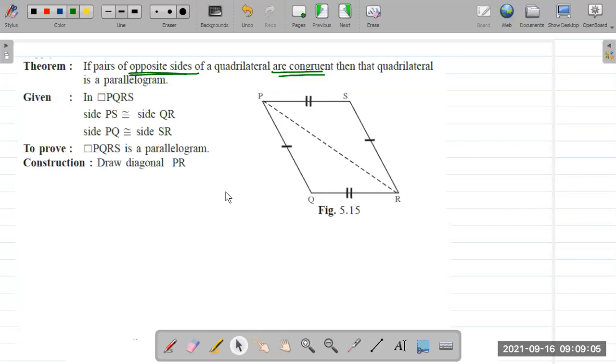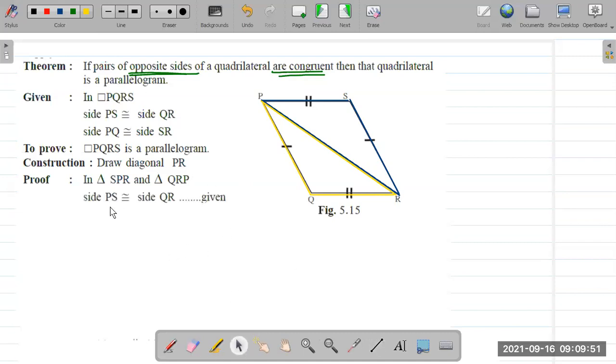For that we start with the construction. We start by drawing a diagonal, that is PR in this case. Why are we drawing this diagonal? So that the quadrilateral is broken into two triangles and we will prove that these two triangles are congruent. So the proof begins like this. We are going to refer to two triangles. One is triangle SPR, and the other is triangle QRP. Now we have to prove that these two triangles are congruent.